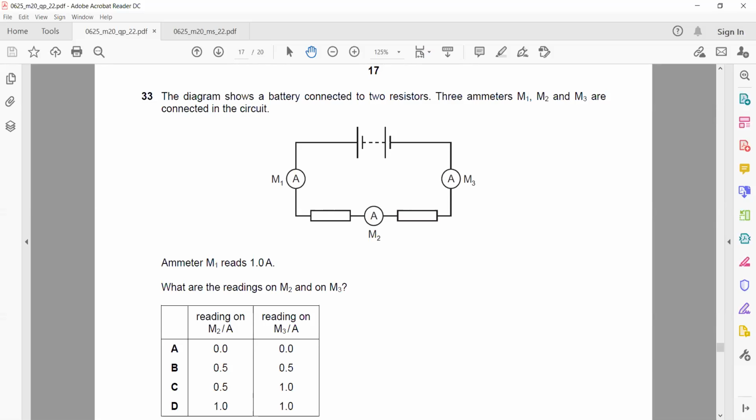So what are the readings for? Because they are all connected in series, the current is the same. So if this one reads 1 ampere, the other one will also read 1 ampere. Throughout the circuit, the total current entering the circuit is always the same as the total current leaving the circuit.